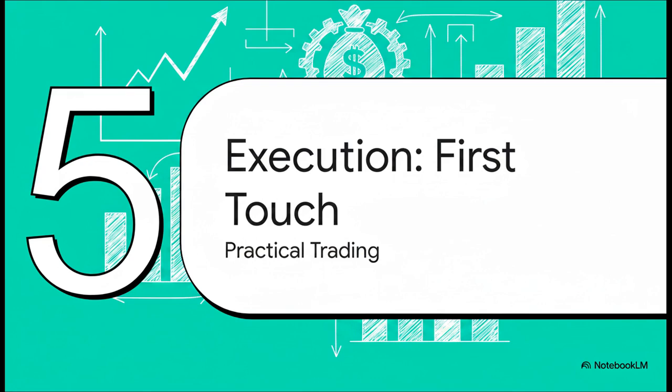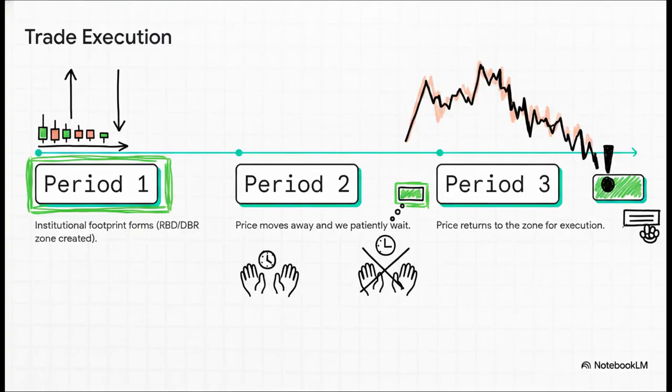Spotting the money is great theory, but execution is everything. All right, here is the chronological story of a professional trade, from absolute start to finish. Period 1 is the setup. The footprint forms. We spot that rally-based drop or drop-based rally right there on the chart. Period 2, and honestly this is the hardest part for most traders, price moves away and we simply wait. We do not chase the market. Chasing ruins your risk-to-reward ratio. We just sit on our hands until period 3, when the price eventually returns to our drawn zone. That return, that is our precise moment to strike.